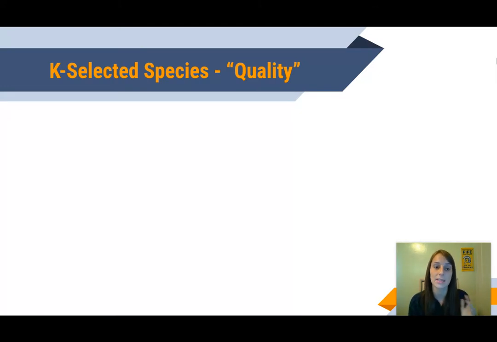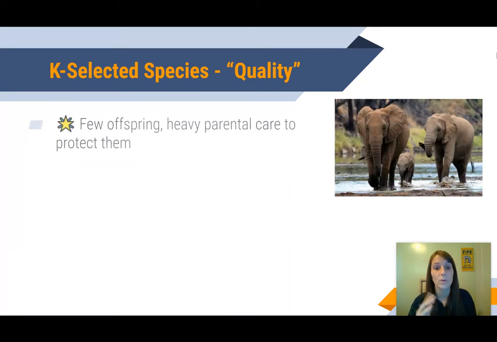So when we're talking about K-selected species versus R-selected species, this is basically identifying the different reproductive strategies that species can have. And we tend to think of it in terms of quality versus quantity. Now, K-selected species are the species that have the quality reproductive strategy. The reason we say quality is because although they have few offspring, they give heavy parental care in order to protect them. You can think of an example being elephants.